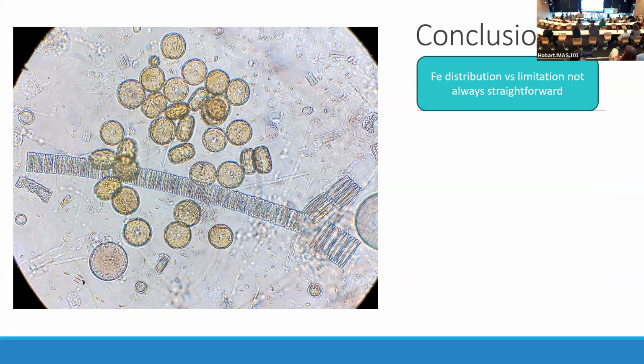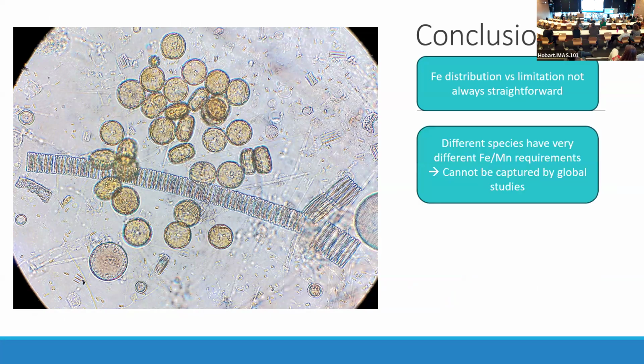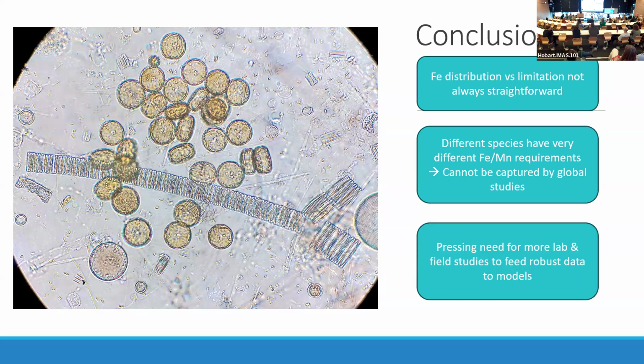So in conclusion, you've seen that iron distribution doesn't always mean iron limitation, and that sometimes the limitation doesn't happen where you expect it to be. You've seen that different species can have very different iron and manganese requirements, and that it's really hard to capture this from bulk community response.